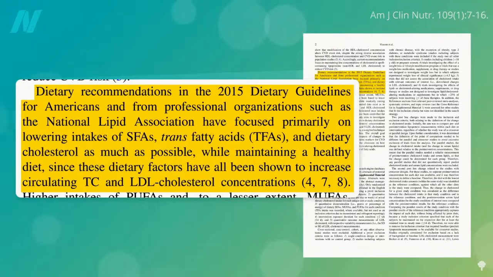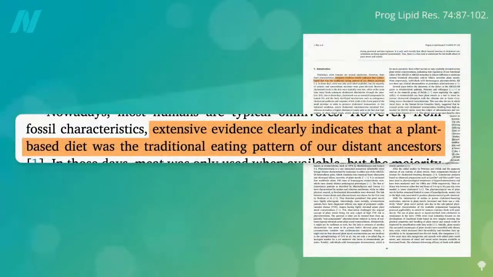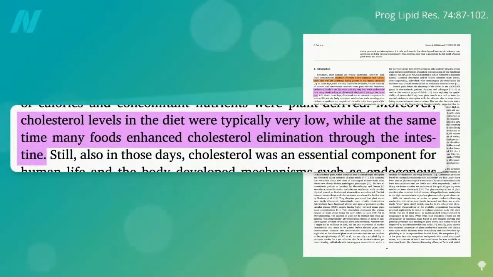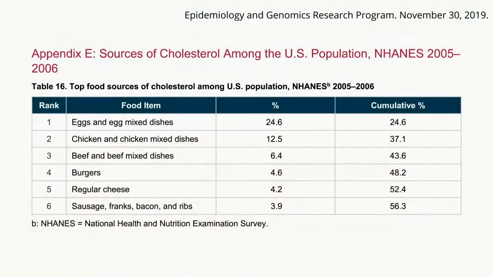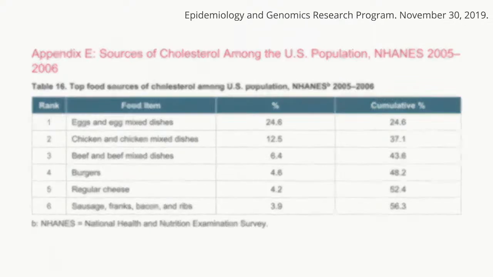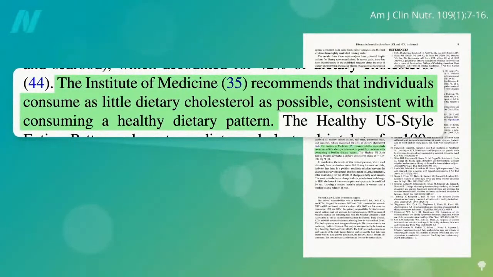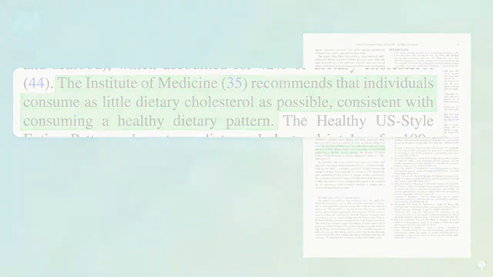This is consistent with how our biology evolved. Extensive evidence clearly indicates that a plant-based diet was the traditional eating pattern of our distant ancestors. And so dietary cholesterol intakes were typically very low, while at the same time we were packing in whole plant foods containing components like fiber to help us eliminate cholesterol. Where is dietary cholesterol coming from now? Overwhelmingly eggs, with the number two source chicken, then beef, dairy, and pork. So wait a second. If the Institute of Medicine recommends that individuals consume as little dietary cholesterol as possible, presumably that would mean cutting out foods like eggs entirely. But does eating cholesterol actually raise your blood cholesterol? We'll find out next.